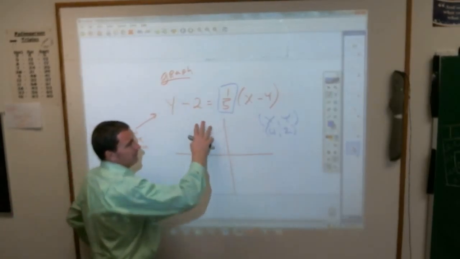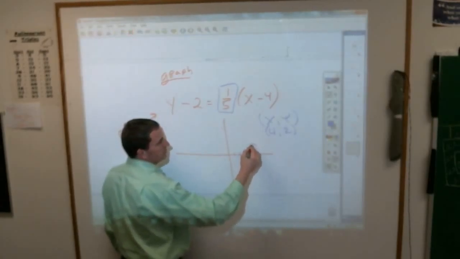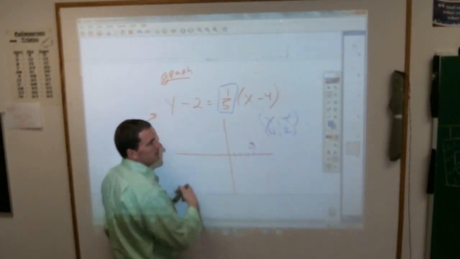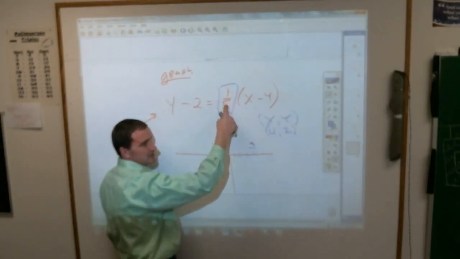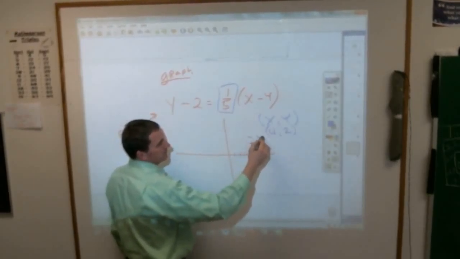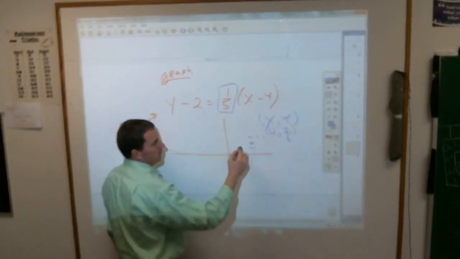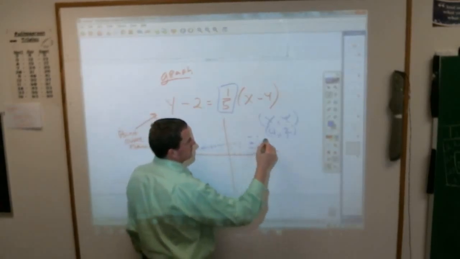So to graph this line, you just find the point 4, 2, put a point there, and then from that point, you just need to draw a line that has a positive 1/5 slope, which means it goes up 1/5, or down 1/5. So your line is going to look like this.